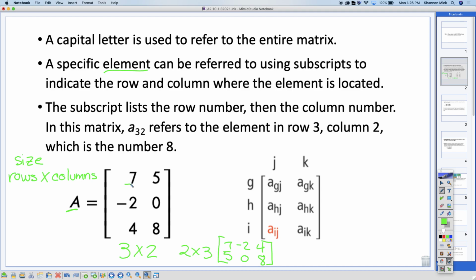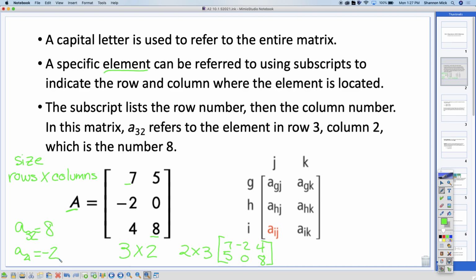Well, actually, we'll go to 8, because I have it here. So it's lowercase a because the matrix name is what? A. So lowercase means element. And 3, 2 means the third row, second column. So a sub 3, 2 is 8. So what is a sub 2, 1? Second row, first column is -2.